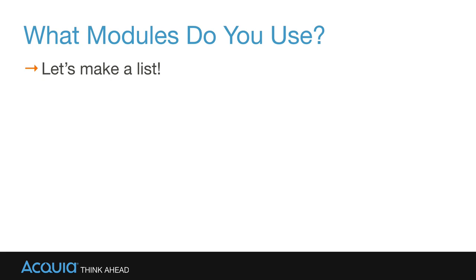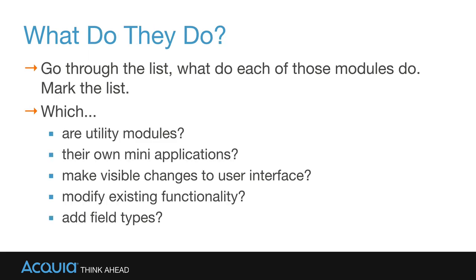Stop for just a minute and think about the modules that you use. The point here is to show that modules are used to add any type of functionality to the Drupal platform, and they can be very small or they can be very big. For instance, in Drupal 7, one of the modules I used consistently was Scheduler. Not a big module, but it allowed me to schedule nodes for whenever I wanted. When you think about the modules you use, some of them are utility modules, some of them are their own mini applications, some of them make visible changes to the user interface, some of them modify existing functionality, some add field types. Again, if you've been using Drupal for any length of time, you know that Drupal modules can do just about anything you want.